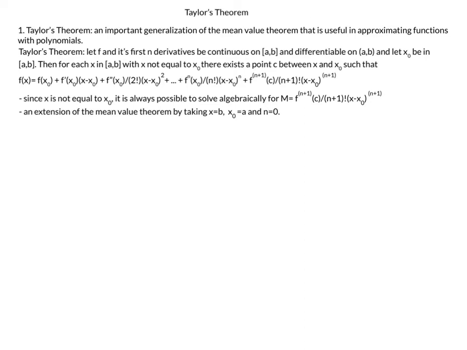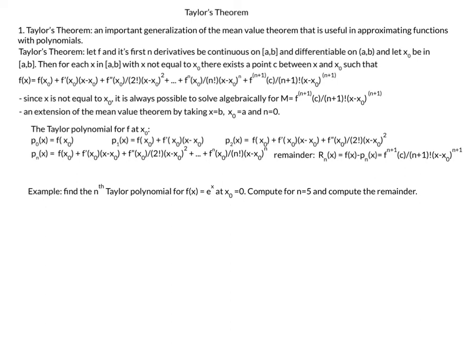A little more complicated and more accurate estimate would be the polynomial with degree 1, and that's p1 of x. That'll be our f of x naught plus our next term, f prime of x naught times (x minus x naught). Then p2 will give us the polynomial of degree 2, so that will be our first 3 terms, and our nth polynomial will be our polynomial of degree n. Then we have our remainder or error estimate, which depends on the term with the (n plus 1) derivative.